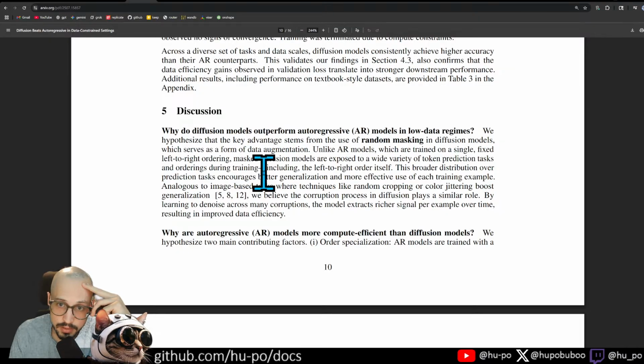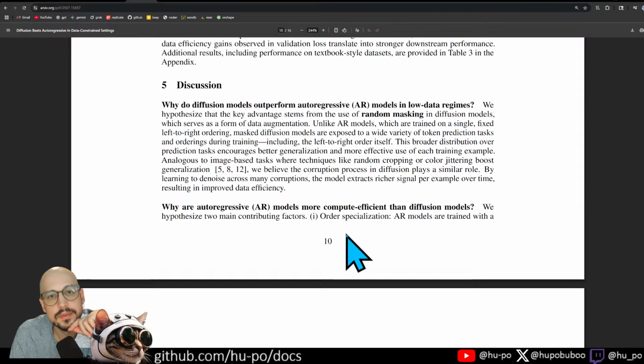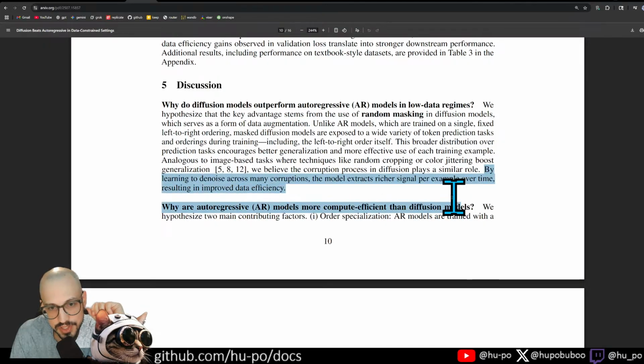Unlike AR models, which are trained on a single fixed left-to-right mask, diffusion models are exposed to a wide variety of token prediction tasks and orderings during training. This broader distribution over prediction tasks encourages better generalization and is more effective, analogous to image-based tasks where techniques like random cropping or color jittering boost generalization. By learning to denoise across many corruptions, the model extracts richer signal per example over time, resulting in improved data efficiency.